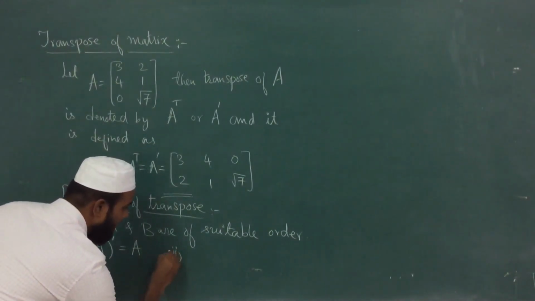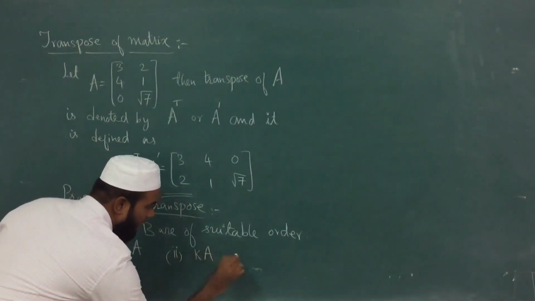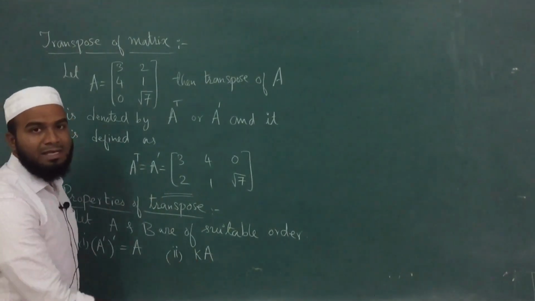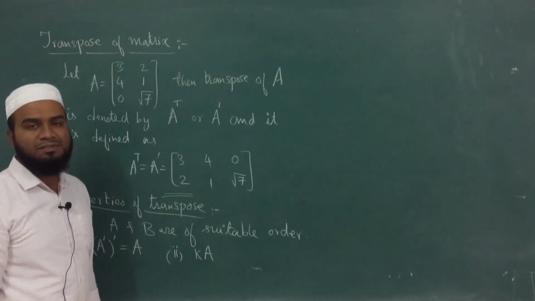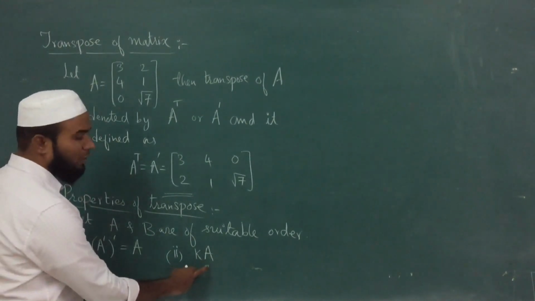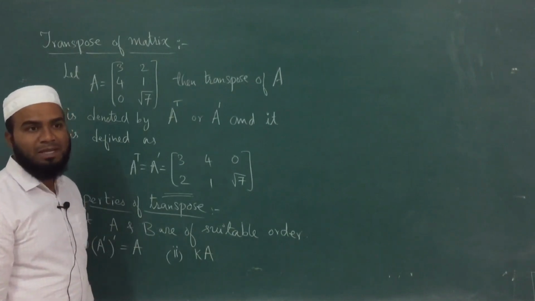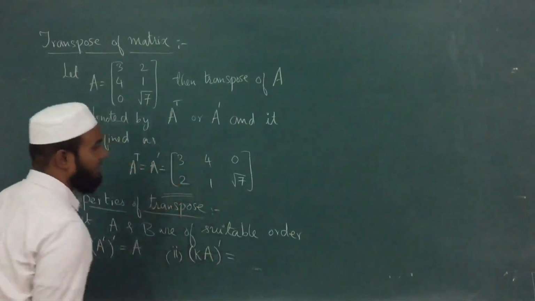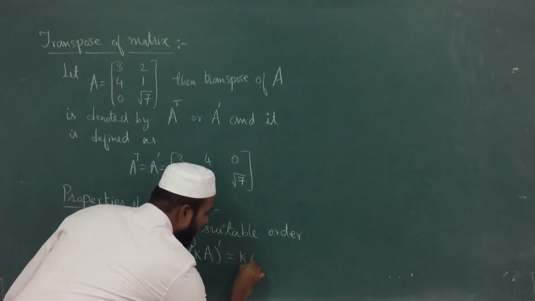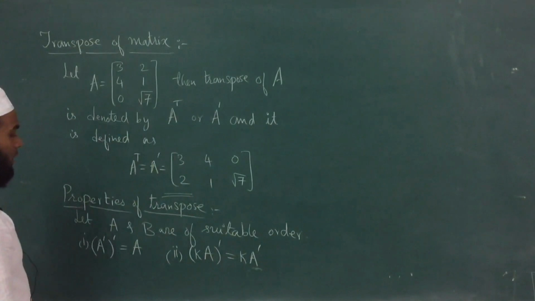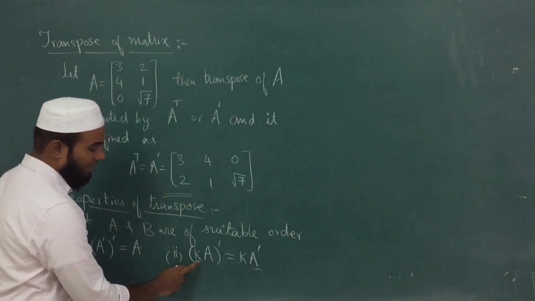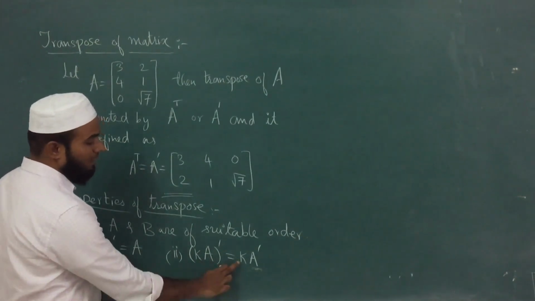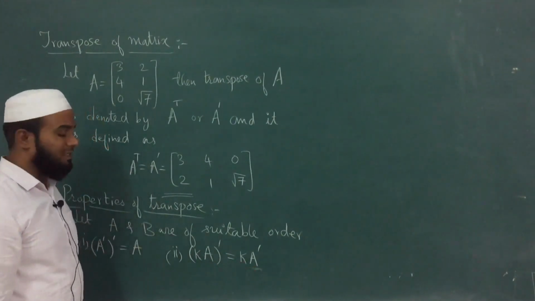The second property is, if I multiply the matrix A with a scalar K, this is called scalar multiplication of a matrix, which we have seen in the previous class. If I find the transpose of K into A, it is nothing but K into A transpose. I multiply A with K, then find the transpose, and that is nothing but K into A transpose. This is the second property.